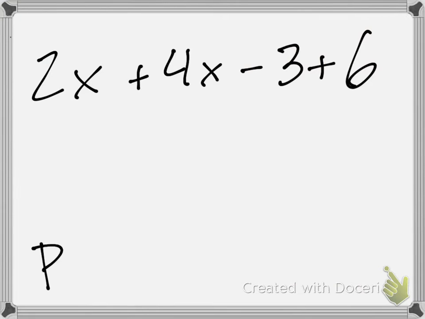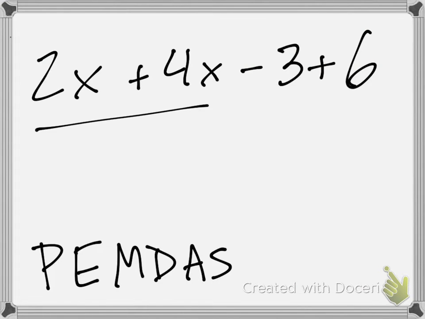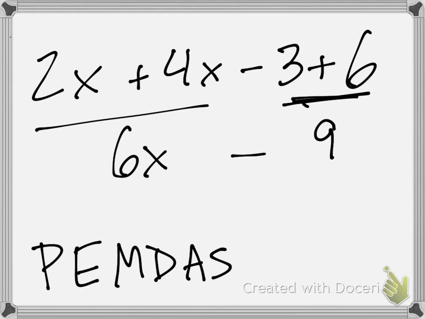So Ben messed up because he forgot PEMDAS. He correctly did that. He got 6x. But then he decided to add the 3 and the 6, make them 9, and then do the subtraction. What is the error that he made, Rocco? That's not what you're supposed to do. What are you supposed to do, Liam?